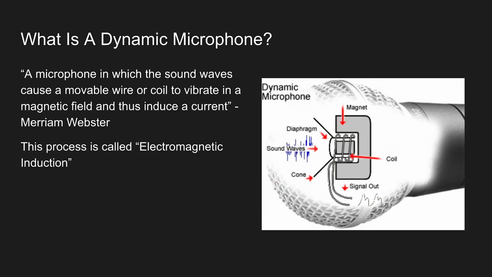So, what is a dynamic microphone? Now, Merriam-Webster defines them as a microphone in which the sound waves cause a movable wire or coil to vibrate in a magnetic field and thus inducing a current. This process is called electromagnetic induction. Now that sounds very confusing, but we will cover that later on.